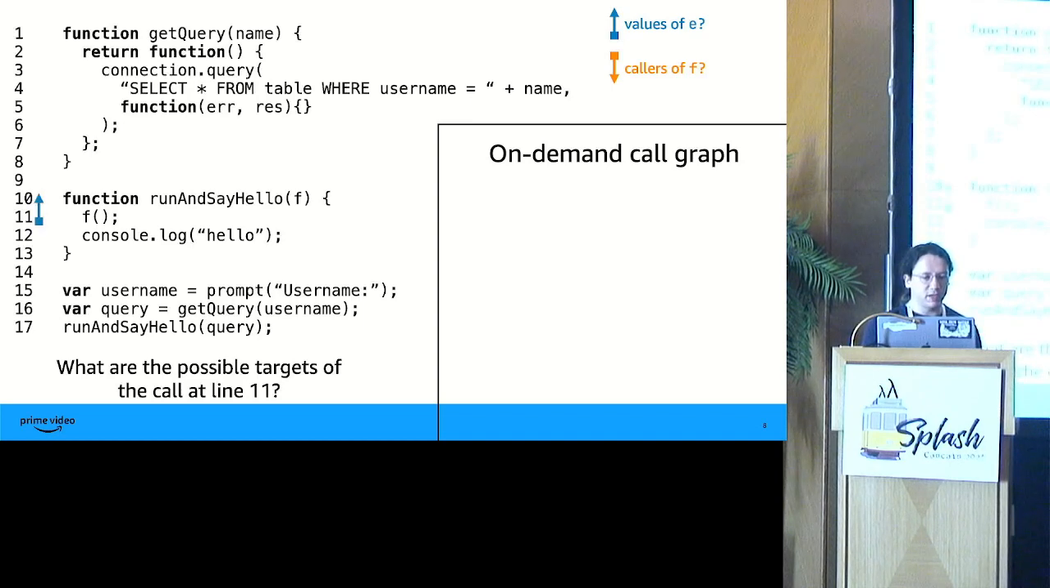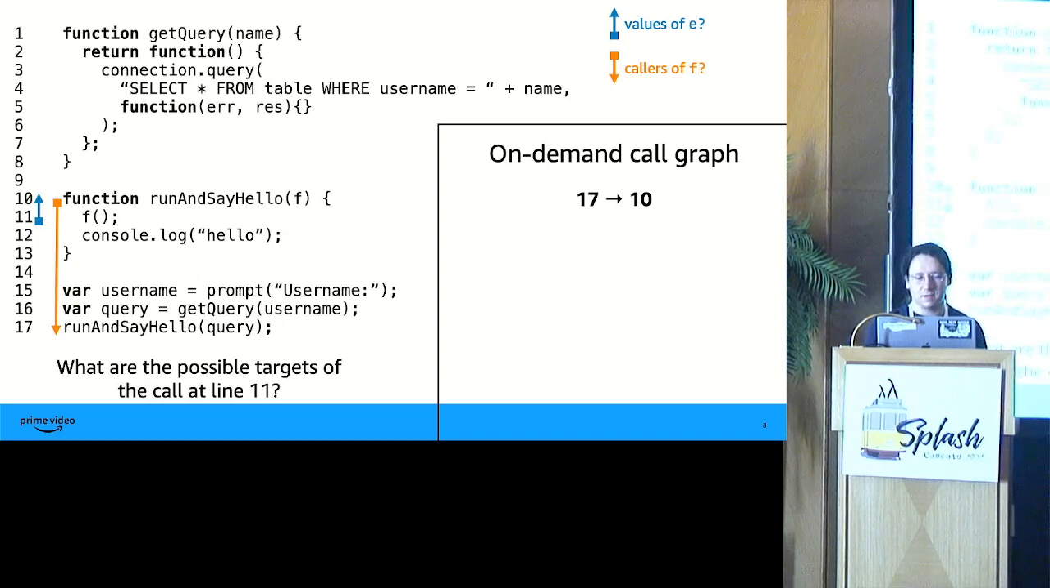So when we want to figure out what the possible callees are on line 11, we would start by issuing a backwards query asking what value the variable f can have on line 11. The first thing the analysis will do is go backwards from there, and we reach the beginning of the run and say hello function. At that point, we realize f is a parameter, so to figure out what value it might actually have, we need to figure out where run and say hello is being called. So we would issue a forwards query saying, where is this function being invoked?